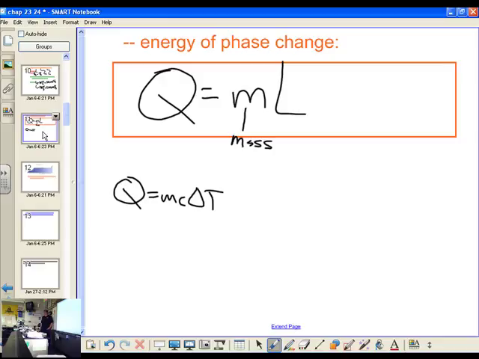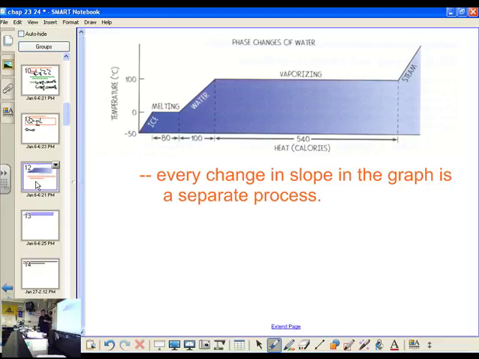They both work together. You have to take it in steps. We need more time. So we go back to our diagrams. You want to make a new diagram because we're going to do some things to this. Now, the most important thing is every change in slope in the graph is a separate process. In this graph, how many times does it change slope? 5 times. Slope 1 changes to slope 2, slope 3, slope 4, slope 5.